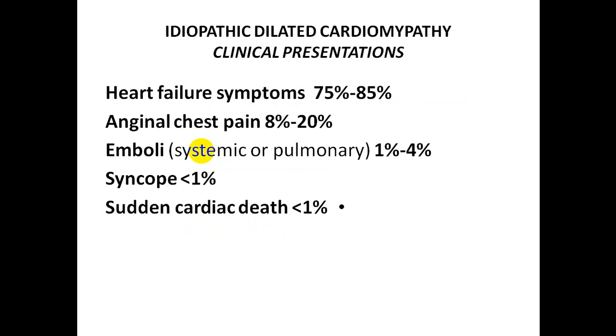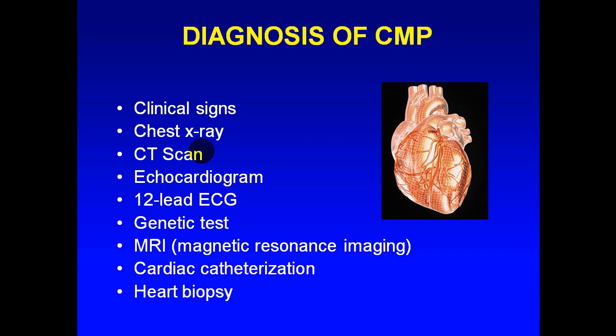So heart failure symptoms occur in about 85%, angina-type chest pain is less common in dilated than in hypertrophic, about 20%, emboli, systemic or pulmonary, 4%, syncope or pre-syncope, less than 1%, and sudden cardiac death, less than 1%. In diagnosis of dilated cardiomyopathy, we use clinical signs and symptoms, chest x-ray, CT scan, echo, and ECG, genetic consult in some cases, MRI, cardiac catheterization, and sometimes we need a biopsy.